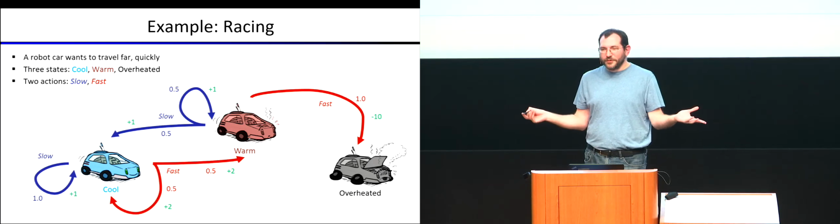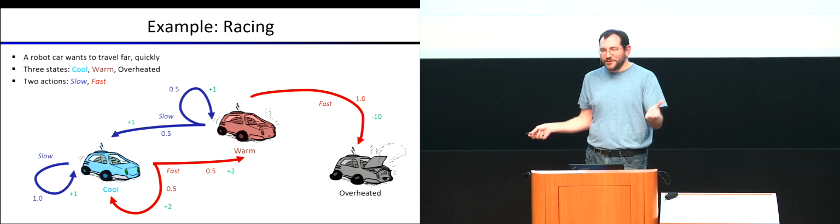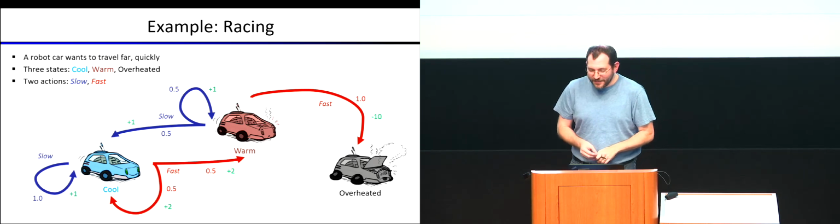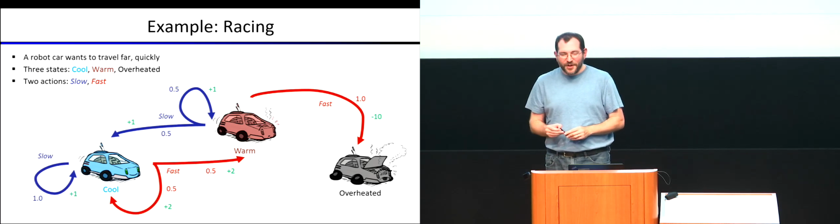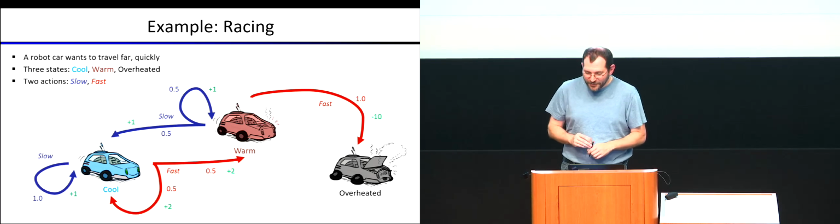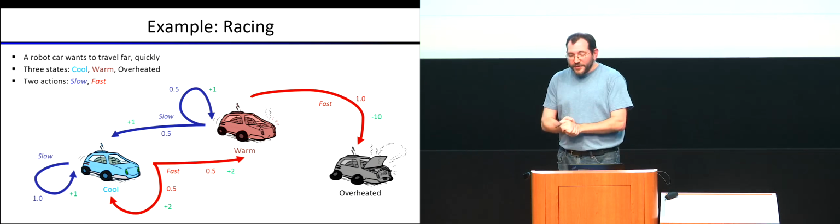What should you do if it's cool? Go fast. What should you do if it's warm? Don't go fast. Yeah, go slow. And if you're overheated, you should reflect back on the decisions that got you there. In this case, you do not have to end up there ever. So there you go. This is a little MDP.